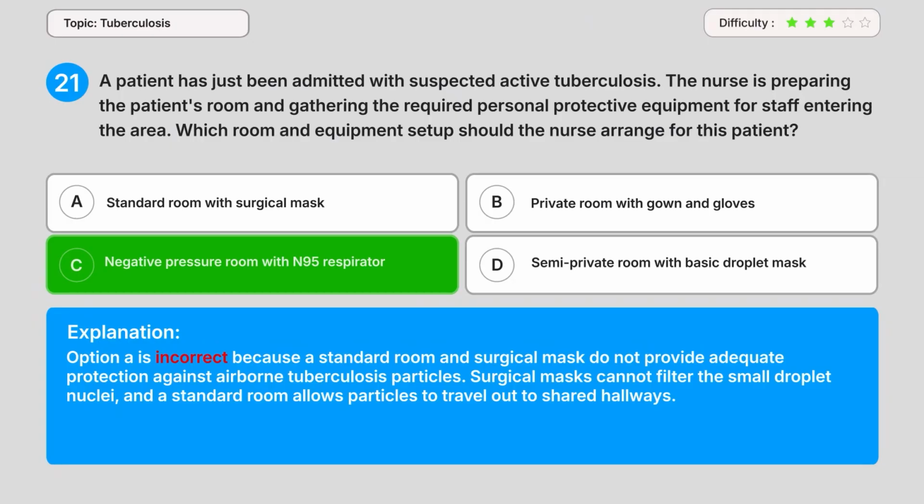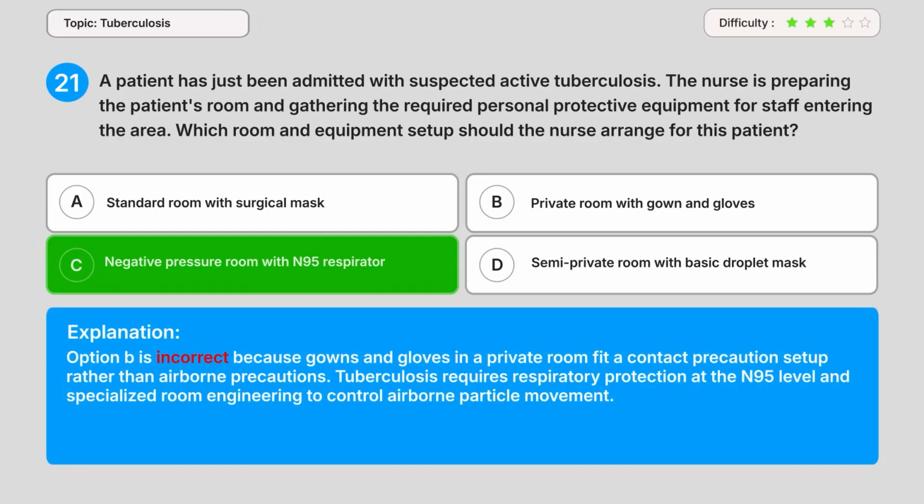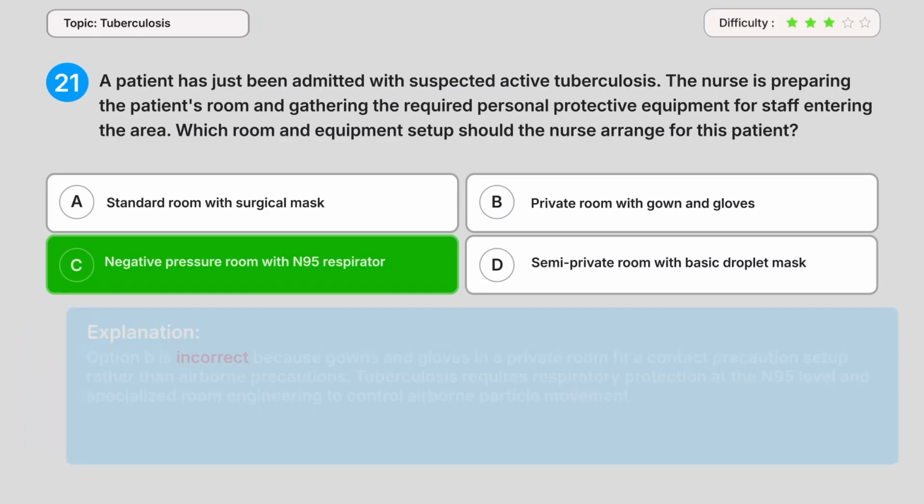Option A is incorrect, because a standard room and surgical mask do not provide adequate protection against airborne tuberculosis particles. Surgical masks cannot filter the small droplet nuclei, and a standard room allows particles to travel out to shared hallways. Option B is incorrect because gowns and gloves in a private room fit a contact precaution setup rather than airborne precautions. Tuberculosis requires respiratory protection at the N95 level and specialized room engineering to control airborne particle movement.